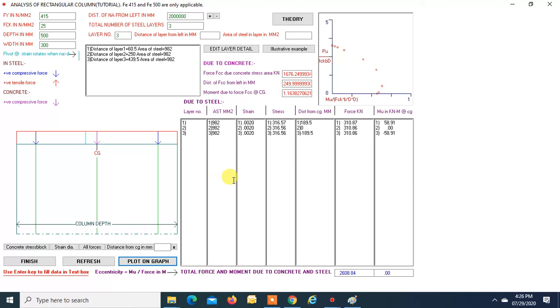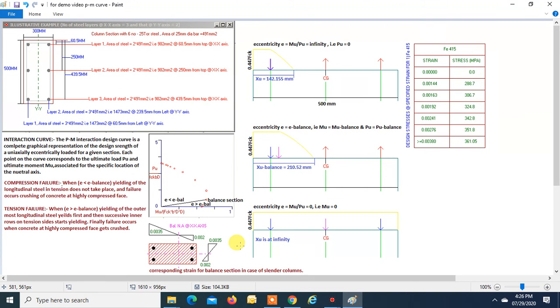So this is how we can develop a PM interaction diagram for any column section with any percentage of steel. So this is the basic theory for developing a PM interaction diagram. Up till now, what we have done is moved our neutral axis in this direction, that is toward the tensile face. Now if I move my neutral axis toward the compression face, then the column will become a column under tension.